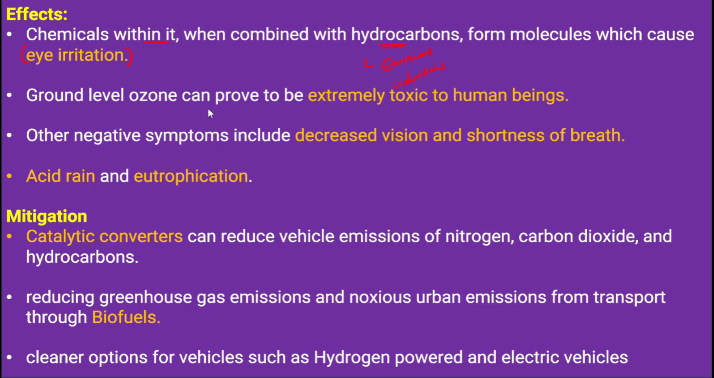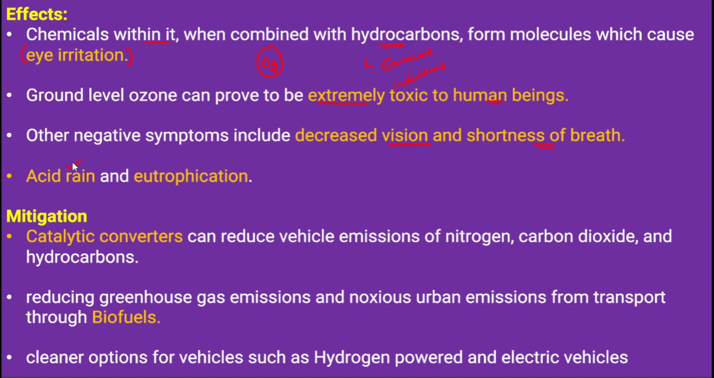Now, the ground level ozone can prove extremely toxic to human beings. Okay, so the ground level ozone will be very toxic to human beings, and there are other negative symptoms also which are associated with the photochemical smog. They include decreased vision and shortness of breath. Apart from that, because of the photochemical smog and other atmospheric pollution, acid rain usually takes place. Now, acid rain is different from normal rain.